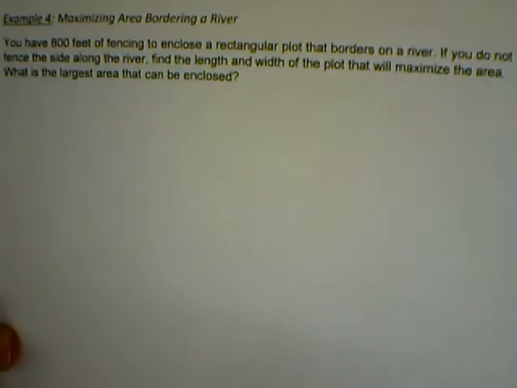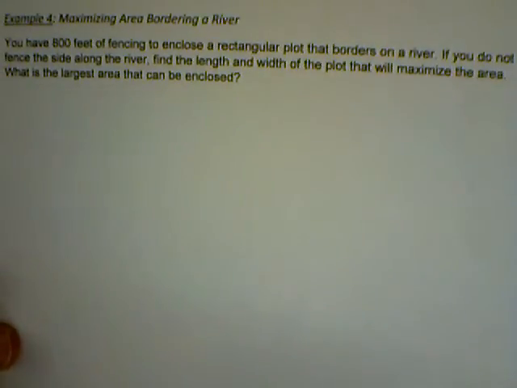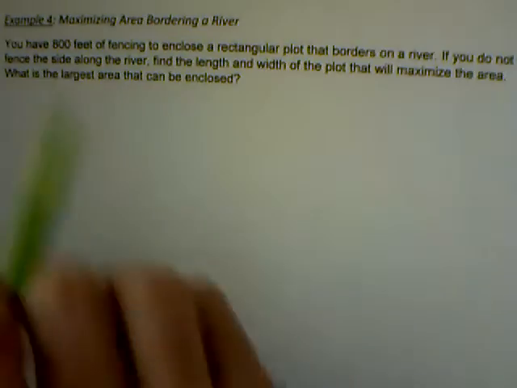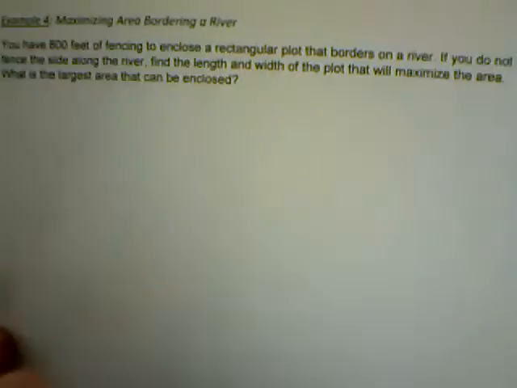All right, so this is example 4. It's a little different than our last example. Let's go ahead and read through it first though. So it says maximizing area bordering a river or bordering something else.